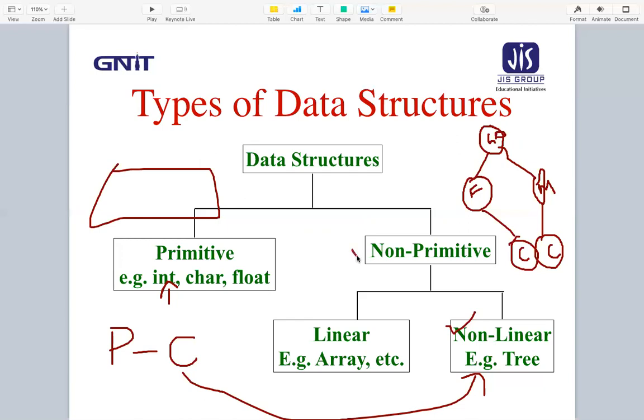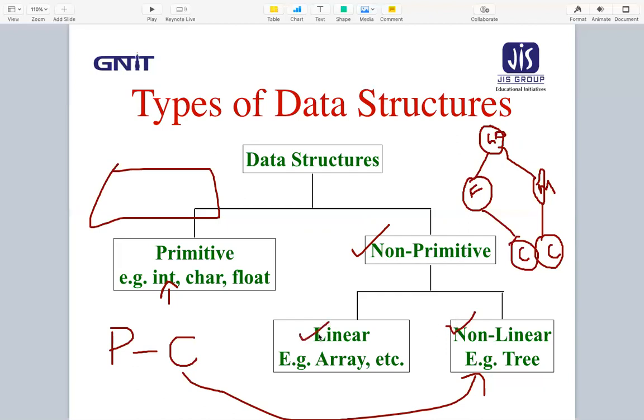And the non-primitive data type, which is a data structure that can be defined with the help of the primitive data types and some operations, some logical operations. And then if we come to the non-primitive data structure, again there are two types. One is the linear, another is the non-linear.